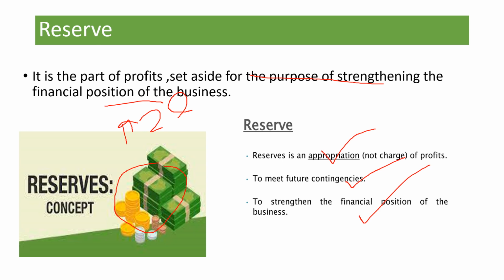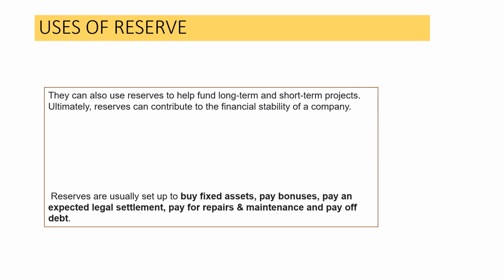Now let us understand, these reserves get accumulated over a period of time, because every year you are keeping a certain part of the profit as reserve. These reserves can be used to meet long-term and short-term projects, which I told you. Either you can keep the reserves for reinvestment purposes and retain them in the business for future growth, or you can use them to buy fixed assets, pay bonuses, pay an expected level settlement, pay for repairs and maintenance, and pay off the debts which are on the company. So they are strengthening the financial position, liquidity position or financial stability of the business.